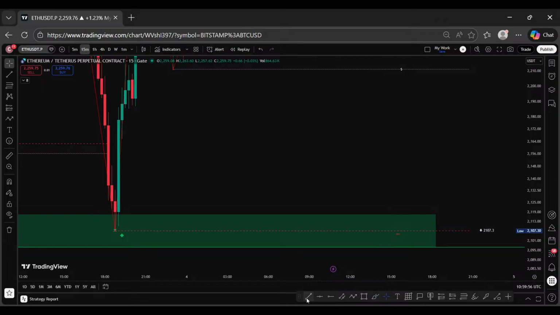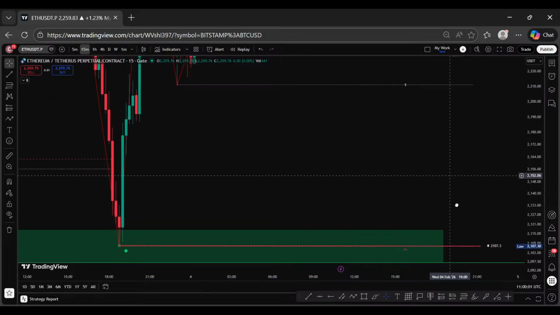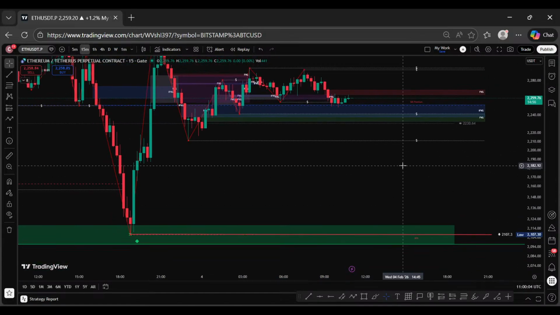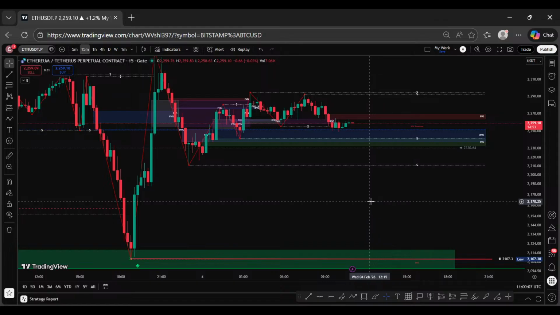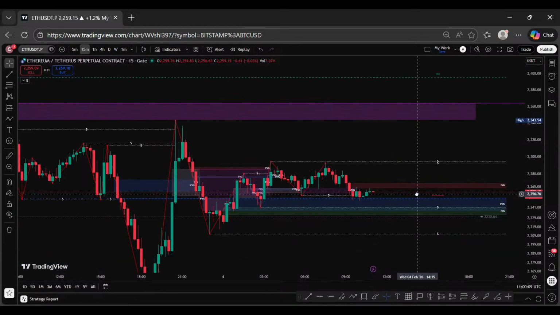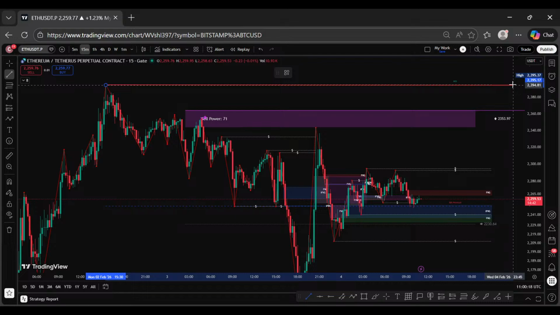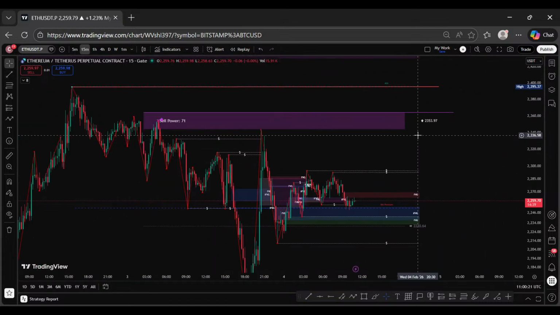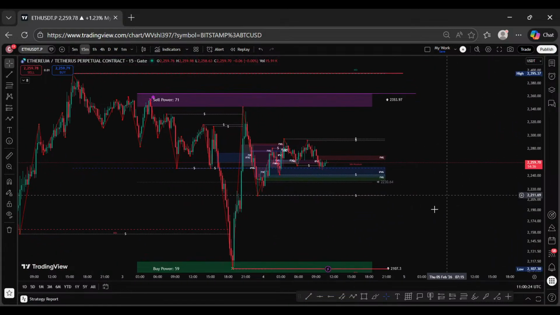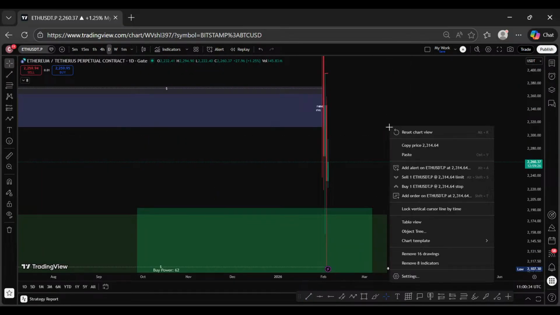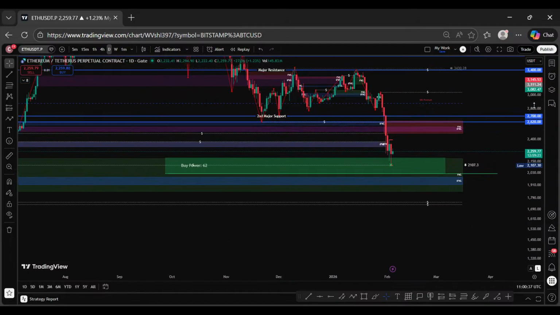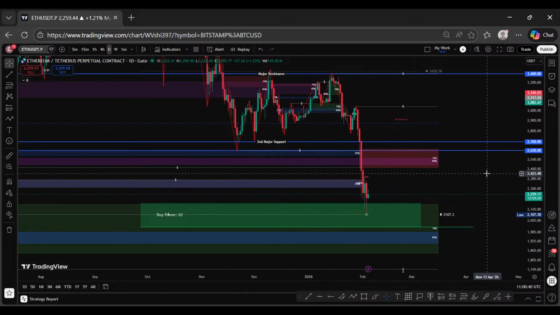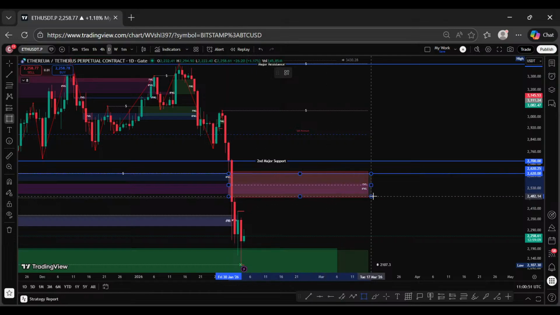So this here is our break of structure, the most recent one, which is in the major support. What else? We are looking for the Asian high and Asian low as well. And this is our FVG area. I'm going to mark it here.